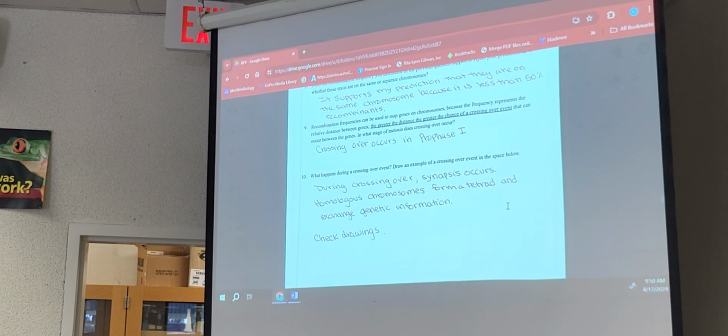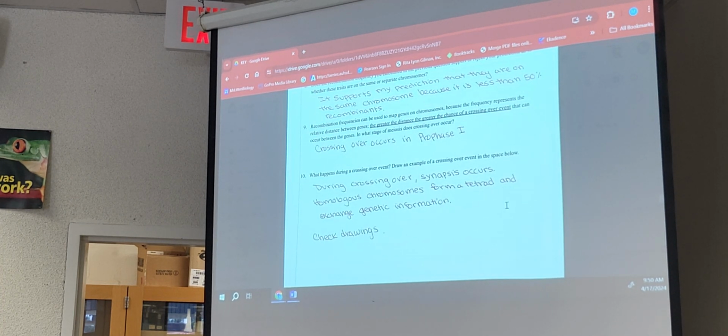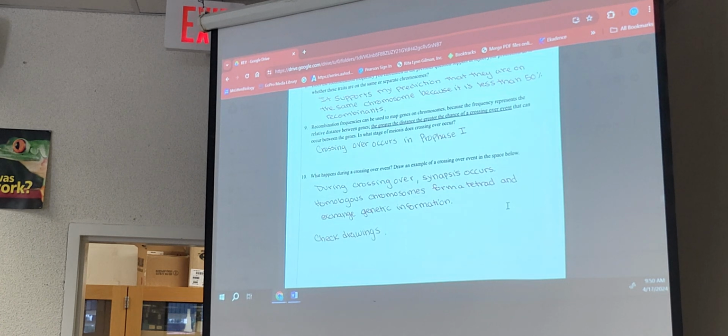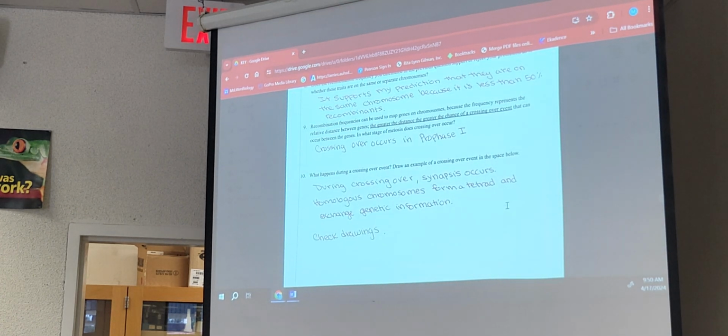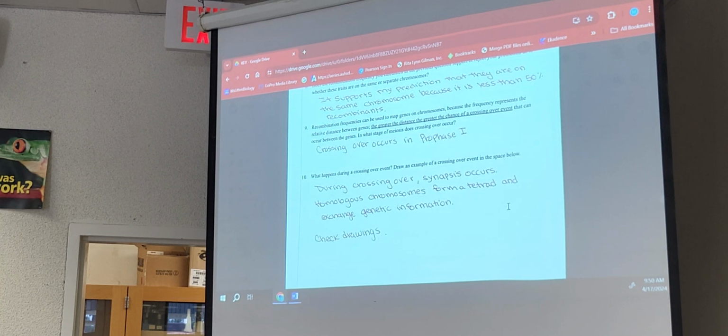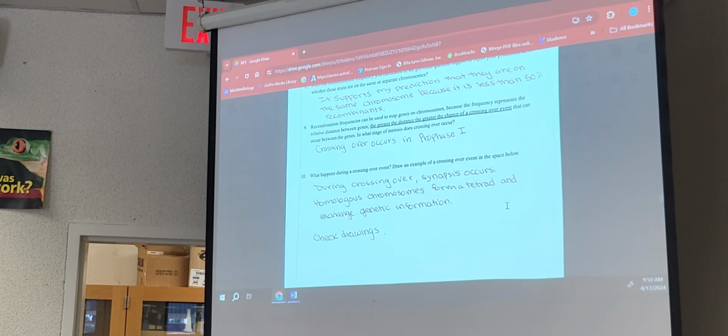The frequencies can be used to map genes on chromosomes because frequency represents the relative distance between genes. The greater the distance, the greater the chance of a crossing over event. Meaning, the greater the distance, the greater the probability that the genes will not be inherited together.